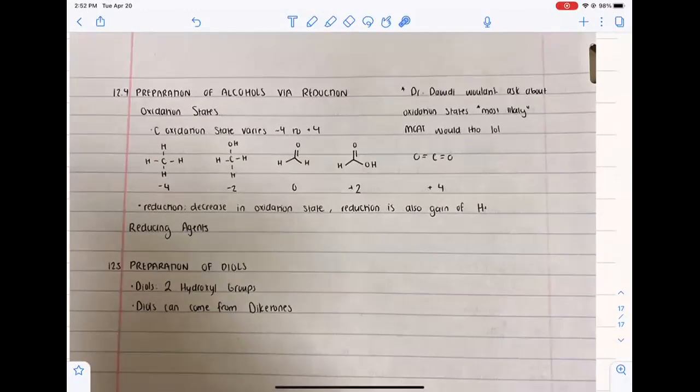We know that there are different oxidation states for elements, but carbon gets its oxidation state based off of other elements that it's connected to. So in this case, we can have carbon at -4, -2, 0, +2, and +4. And pretty much reduction is just a decrease in oxidation state. But another way you can think about it is reduction is a gain of hydrogens.